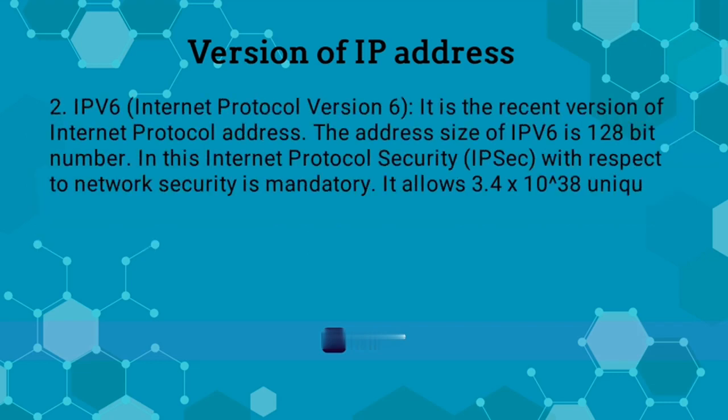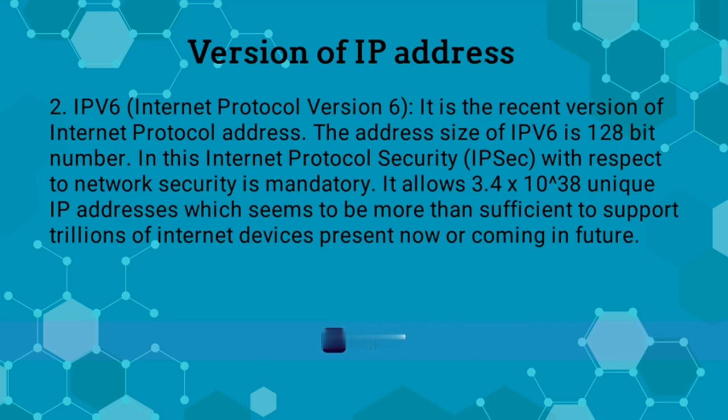IPv6 is the recent version of the Internet Protocol address. The address size of IPv6 is a 128-bit number. In this Internet Protocol, security with respect to network security is mandatory. It allows 3.4 times 10 to the power 38 unique IP addresses, which seems to be more than sufficient to support trillions of internet devices present now or coming in the future.